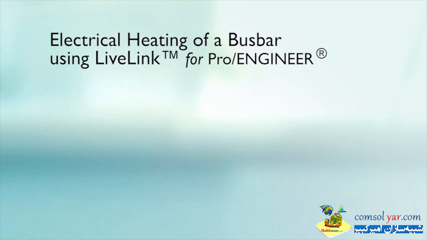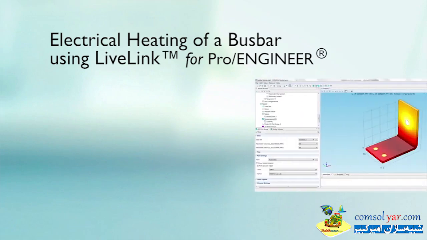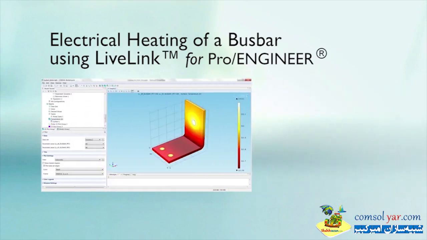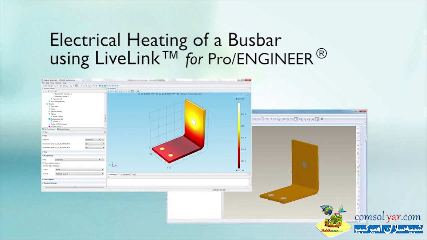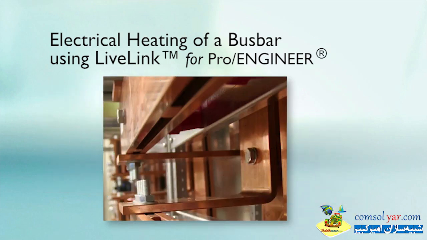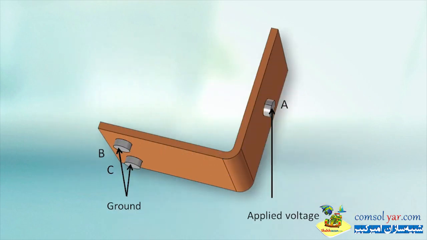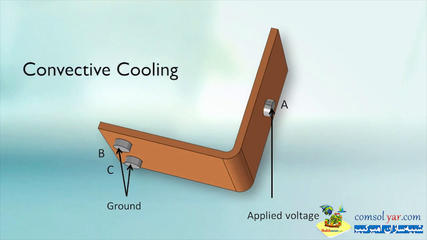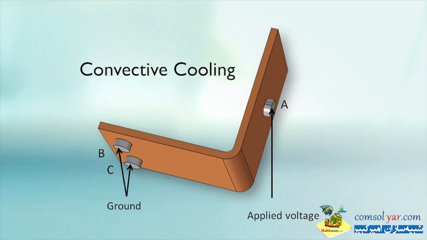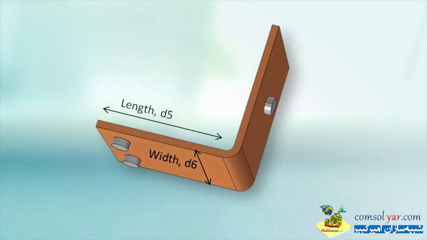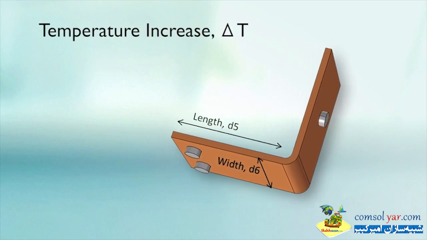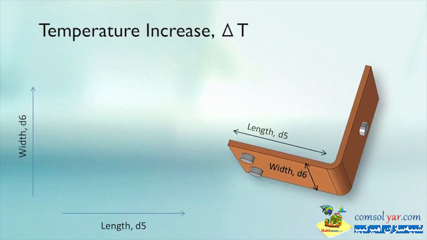In this video, I will demonstrate how to create a COMSOL Multiphysics model with a geometry from ProEngineer synchronized through LiveLink for ProEngineer. I will model the resistive heating of a bus bar made out of copper. The bus bar conducts electrical current from bolt A to bolts B and C, and it's cooled by natural convection in the surrounding air. In the model, I will study how the temperature increase depends on the size of the design by applying a geometric parameter sweep over the width and length dimensions.